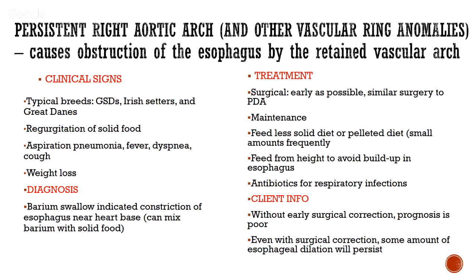And then if they have any respiratory infections from an aspiration pneumonia, give them antibiotics. We need to tell the clients that without surgical correction, prognosis is poor. And even with surgical correction, there is a small amount of esophageal dilatation that will persist. And the esophagus, if it's not able to constrict properly, they will be more prone to regurgitate. Again, no breeding of these animals.